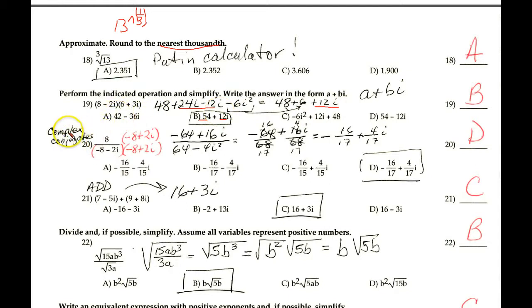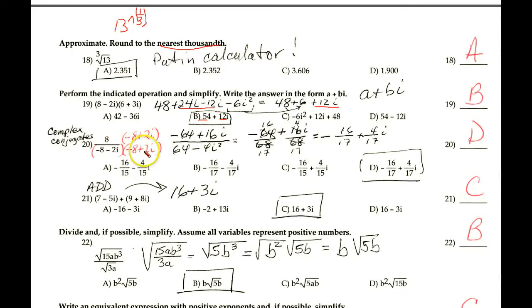Now for number 20, we need complex conjugates to kind of get rid of the imaginary number in the denominator. So a conjugate, remember, is the same terms, but opposite signs for the middle sign. Here it's a negative, there it will be a positive. I'm doing the top first. I get a negative 64 and a positive 16i squared.